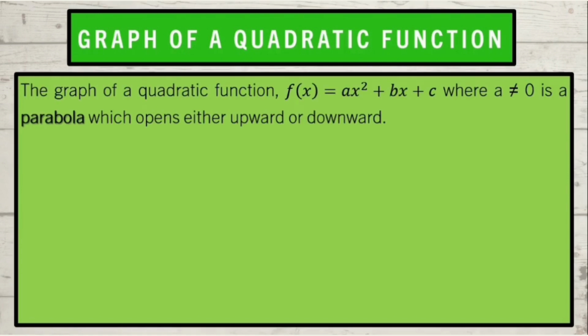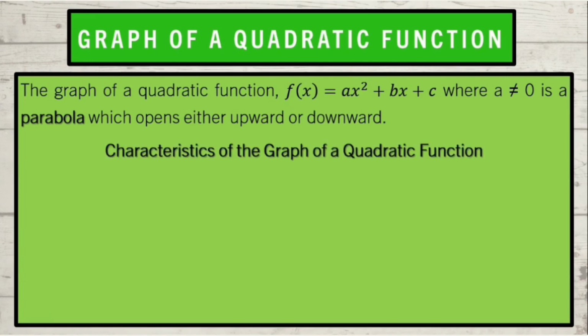So let us start. The graph of a quadratic function f(x) = ax² + bx + c, where a is not equal to 0, is called a parabola, which opens either upward or downward. It has important characteristics which are necessary to analyze, solve, and predict real-life situations. The important characteristics of a function are the following.